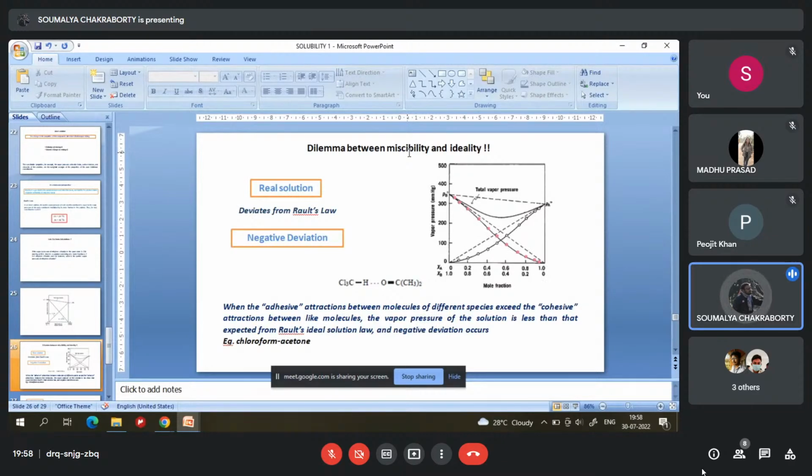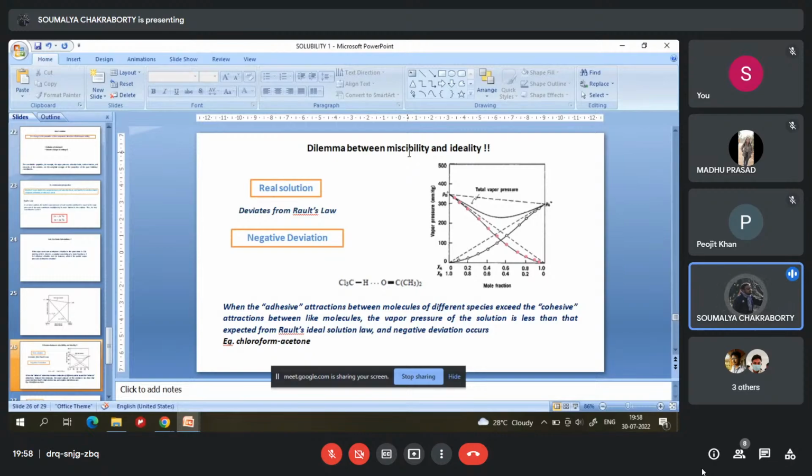So this is nothing but a dilemma between the miscibility and ideality. Real solutions deviate from Raoult's law. We are talking about the liquid state, so we will restrict our discussion to the liquid state only. But the same phenomena can also take place for the gaseous state as well as the solid state. But Raoult's law is applicable to only the liquid state. So what happens in real solution?